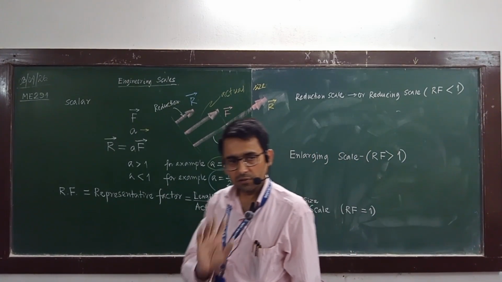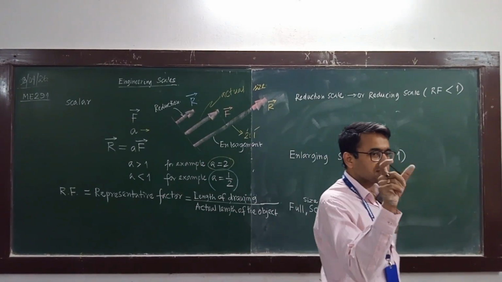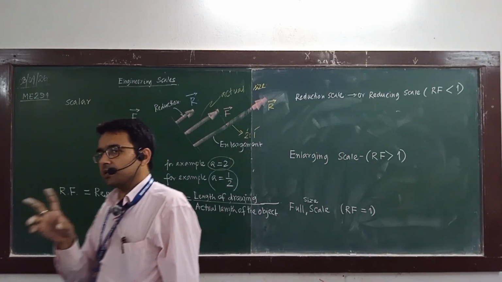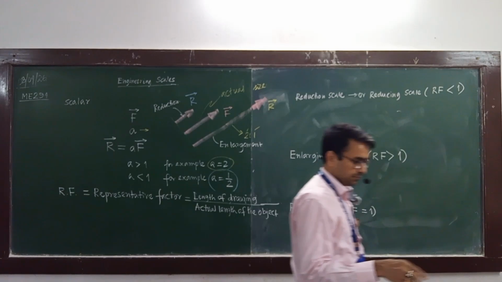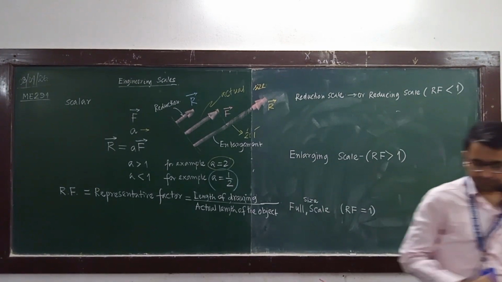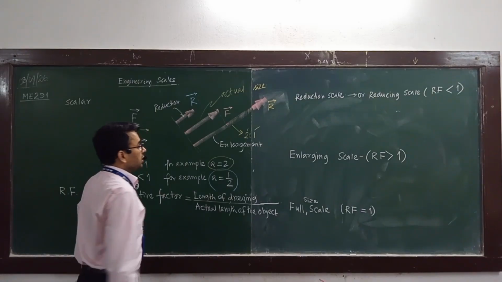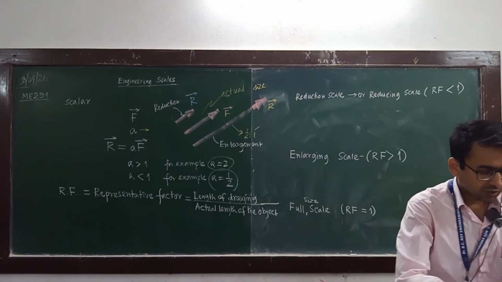As it is. Clear? So in the first sheet you had a scale, right? 1:1 we have written, right? So that means we are drawing with the exact dimension that is given. So that is full scale. So first of all, is it clear? So that is the idea of scales.